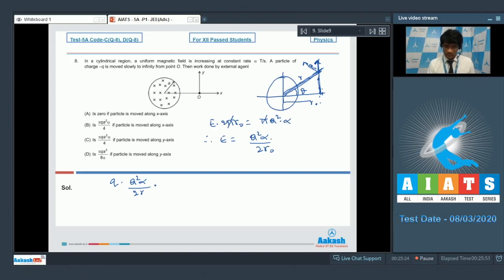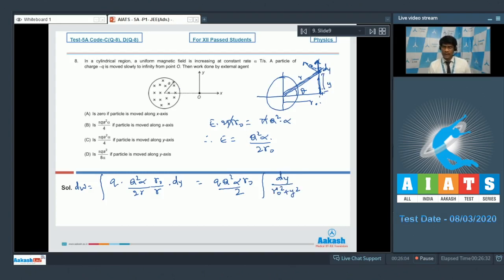That means it will be r0 divided by r, and let this change at this point be dy. Integrate this function, that will give you the value of the work done here. So I would say q a square alpha r0 divided by 2 integral of dy divided by r square. r square itself is r0 square plus y square. This distance is y actually.